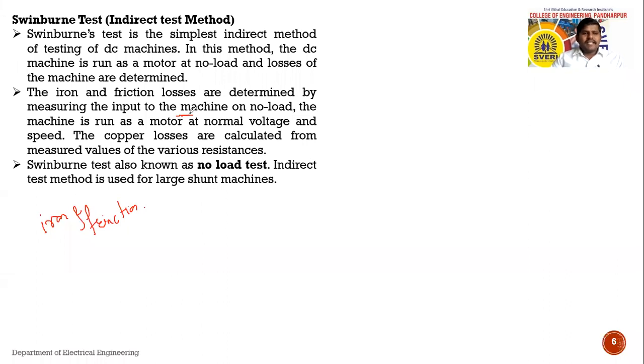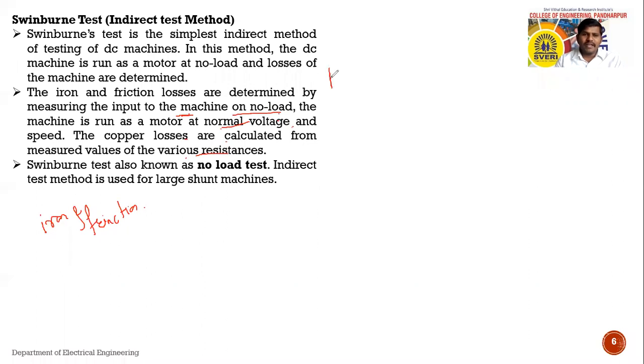by performing this test, the Swinburne test, on no load condition. In the Swinburne test, the machine can be run only on no load condition. The machine or the motor is run only on no load condition, by giving a normal voltage and its rated speed. Also the copper losses are calculated from the measured values of the various resistances.